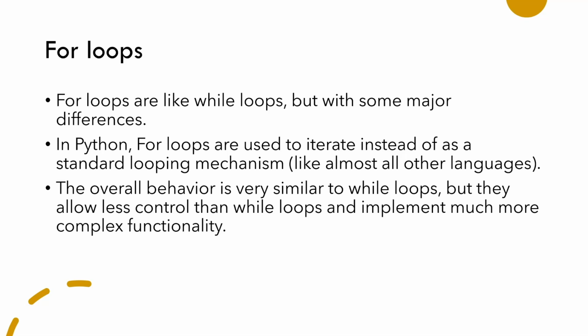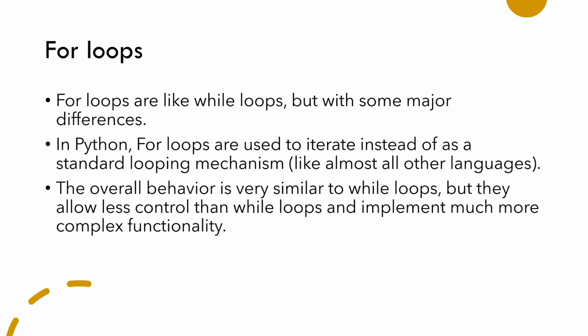Alright, so now that we talked a lot about while loops, we need to talk about the other type of loop that we mentioned earlier in this video. We mentioned for loops. Now it's time to talk about for loops. So, for loops, like while loops, are a looping structure, but they behave very differently.